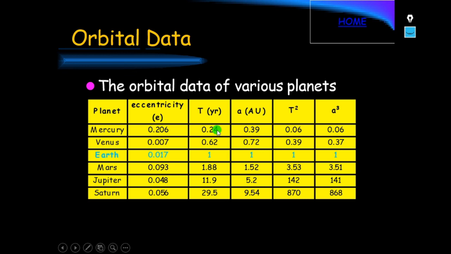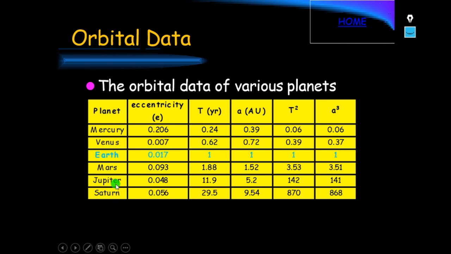And if you observe Mercury, it is still nearer than Earth and Venus, hence it takes much lesser time than Venus and the Earth. So it takes only 0.2 year. 0.2 year means nearly 2 months. In 2 months Mercury can do one revolution around the sun. If you see Mars, it is 1.88 years, that is near about 2 years. So Mars takes nearly 2 years to revolve around the sun.